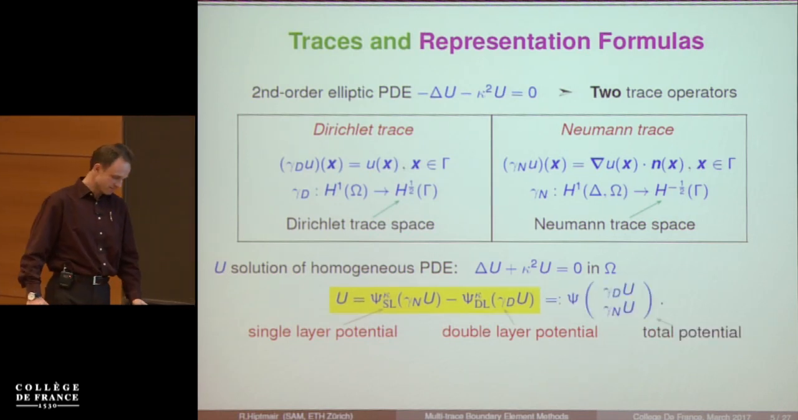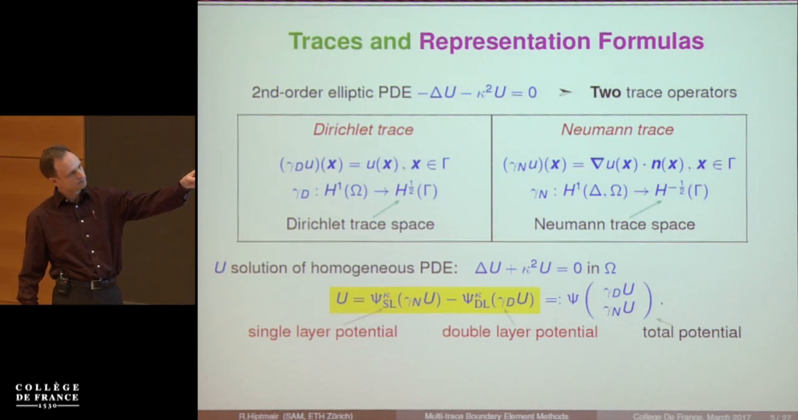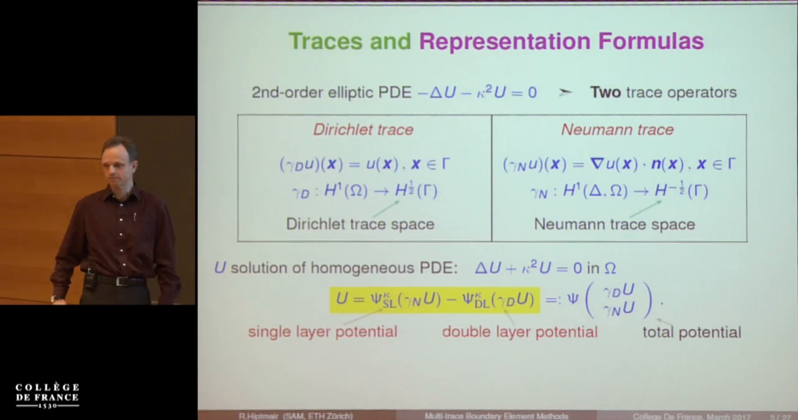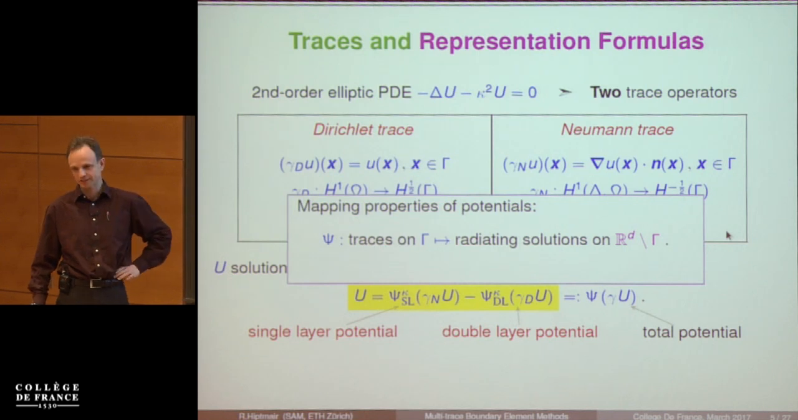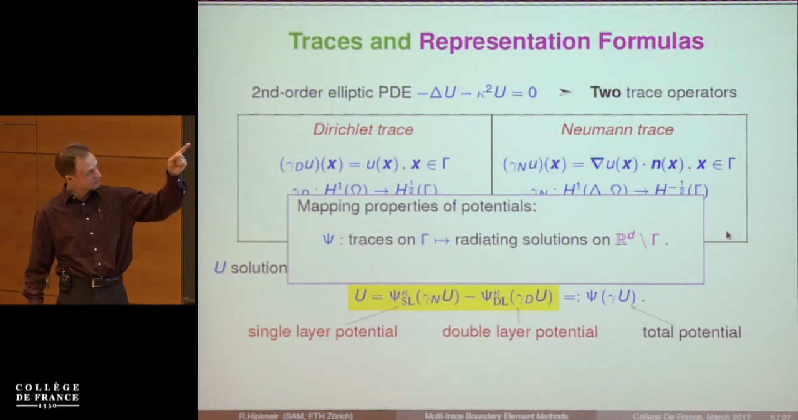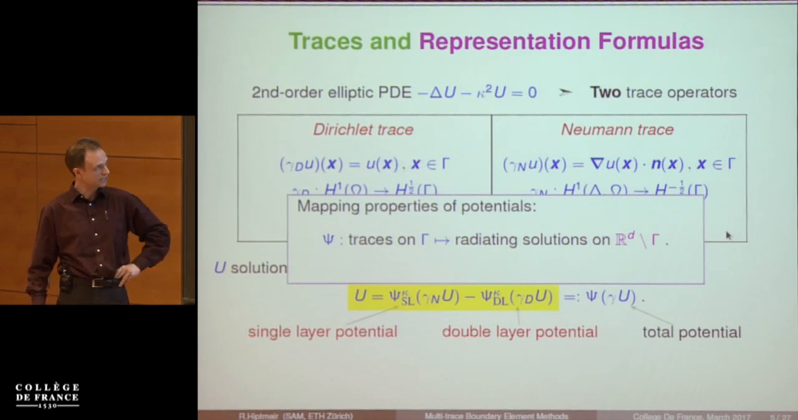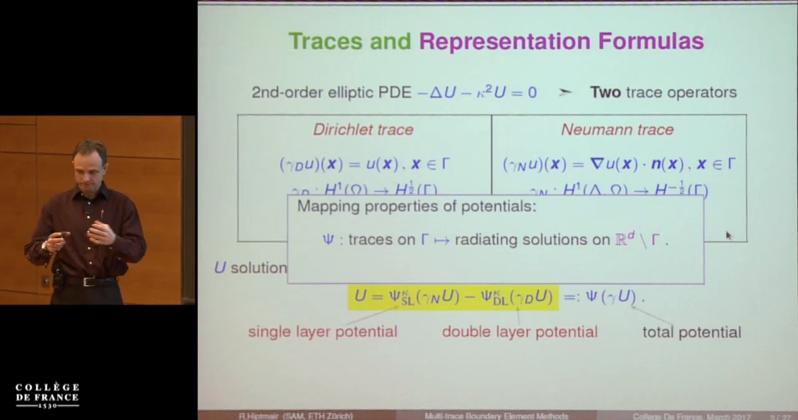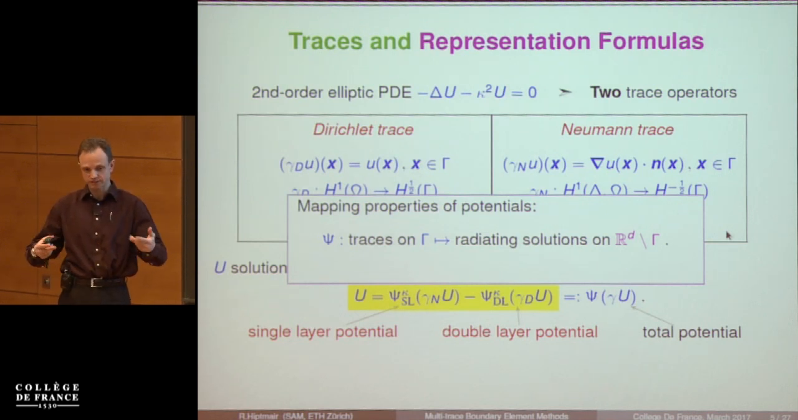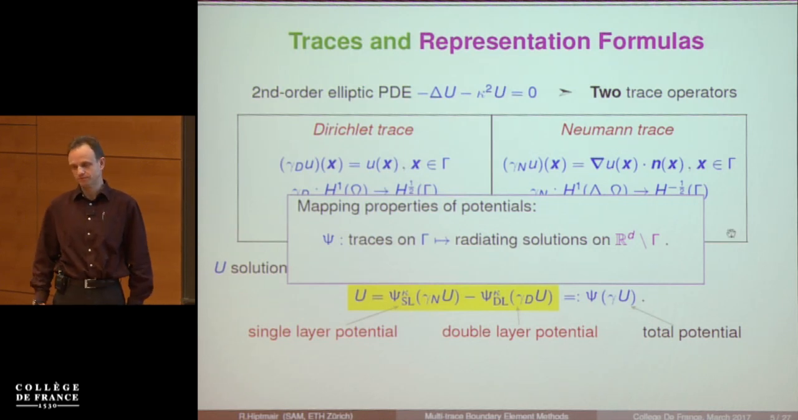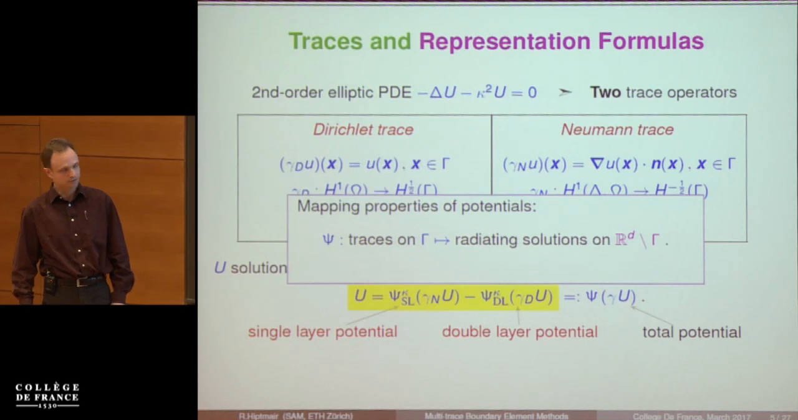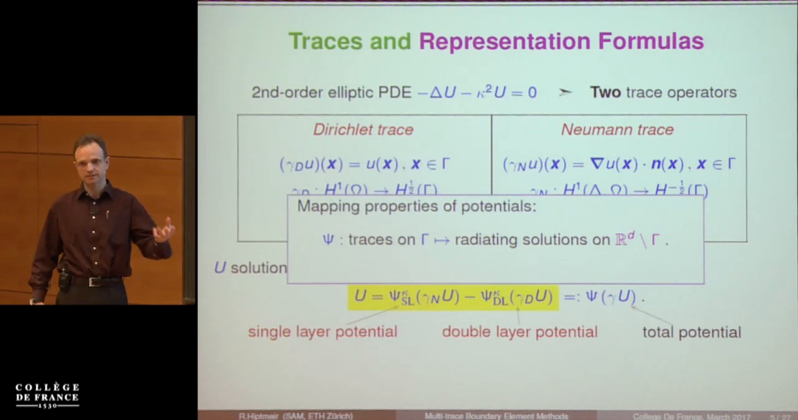So, for the sake of brevity, I'm going to lump together these two potentials into one simply called psi. And also the two trace operators will be lumped into one just called gamma. And now, the basic characterization of potentials: it's a mapping from traces, functions in trace spaces, to solutions of the PDE in the volume. So this is what a potential does. Plug in traces, you get a solution in the volume.